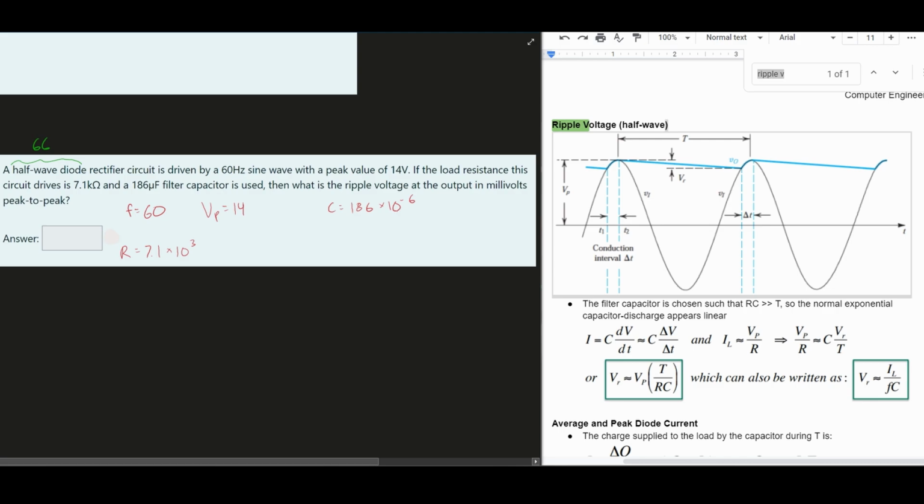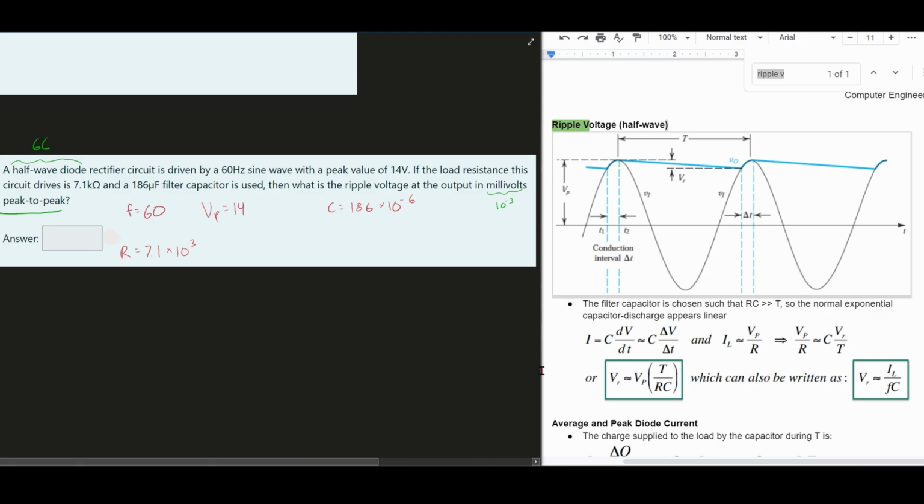What is the ripple voltage at the output in millivolts, peak to peak? So what we want to find here is our peak to peak. This is going to be VP. And what we're going to be using is millivolts for our units. So this is going to be 10 to the negative 3. That's what 1 millivolt is equivalent to. So let's solve for this.